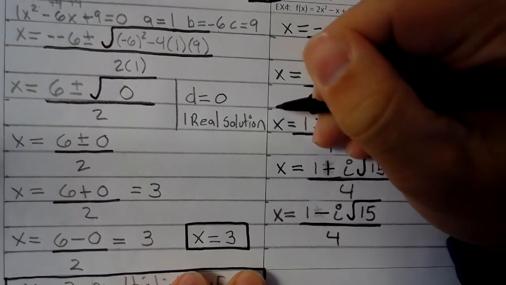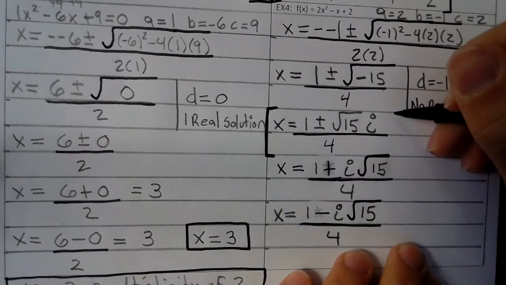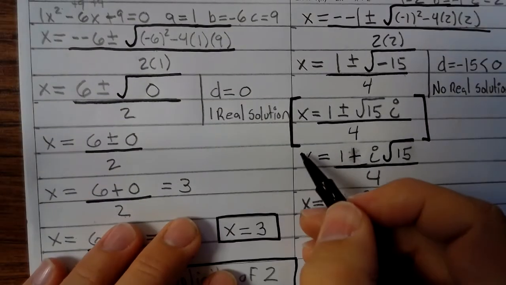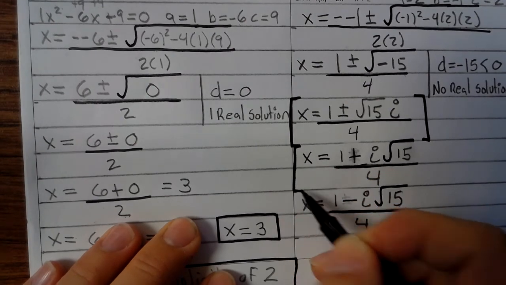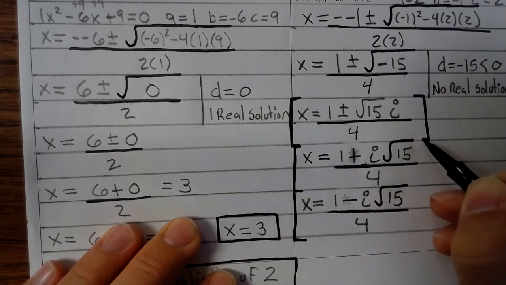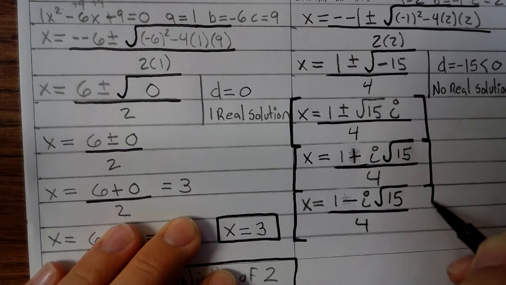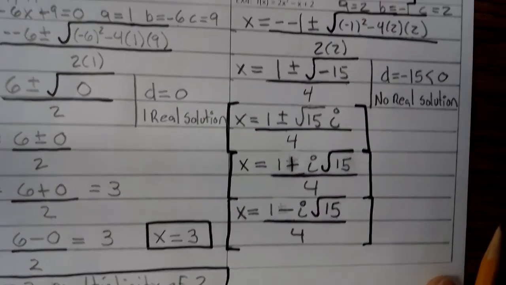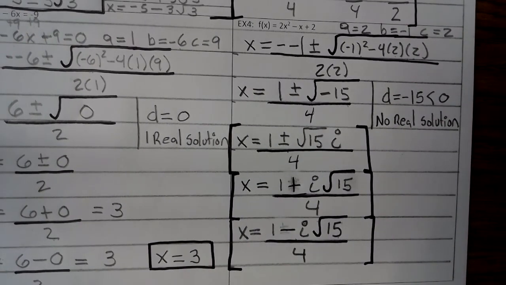Now, you can write your solution like this, and that's acceptable. Or you can write your solution separated like this. Okay? So you can either write your solution like this, or you can write it as x equals 1 plus or 1 minus. Okay? All right, with that, if you would finish up your examples and start working on your assignment, and have a wonderful Wildcat day.